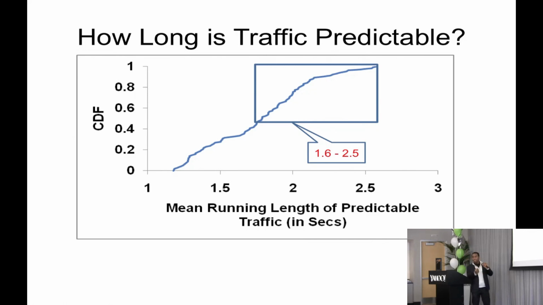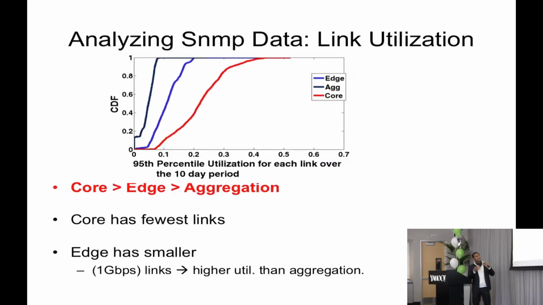But let's go back and think about utilization. So how are the links utilized? This graph is another CDF again, and here there are 3 different lines. And the lines have the utilization for links in the edge, the aggregation, and the core layers. And the main high-level takeaway is the core is higher utilized than the edge or the aggregation.